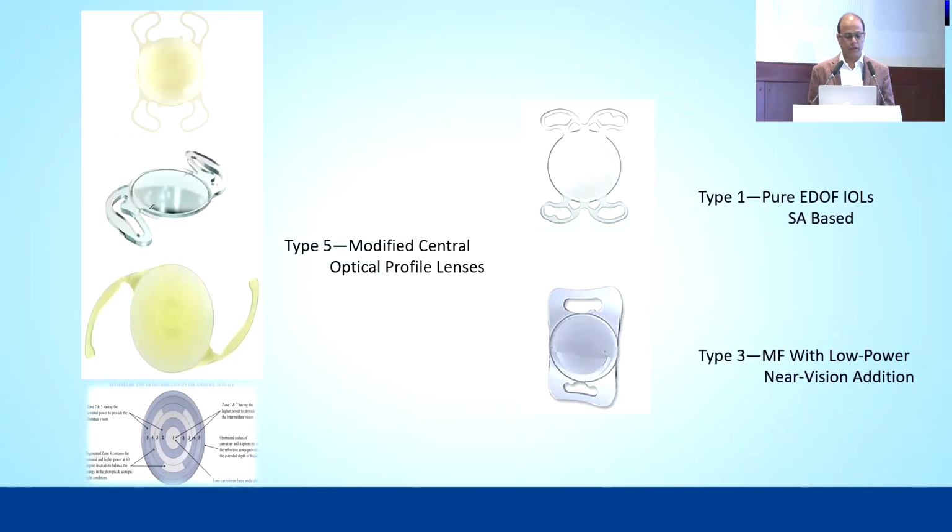I have followed the classification given by a meta-analysis published in APAO. These 4, LuxSmart, Rayner, VVT, and Acryl Isert, are classified as type 5, that is modified central optical profile lenses. Minivel is type 1, a pure EDOF based on spherical aberrations, and Comfort is type 3, the multifocal with low power near vision addition.